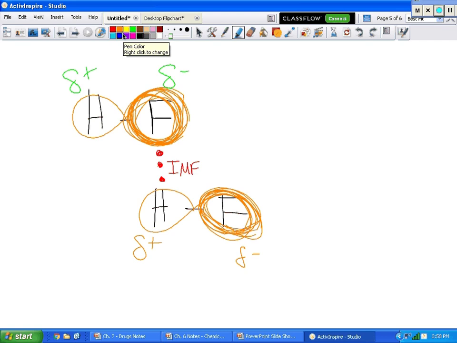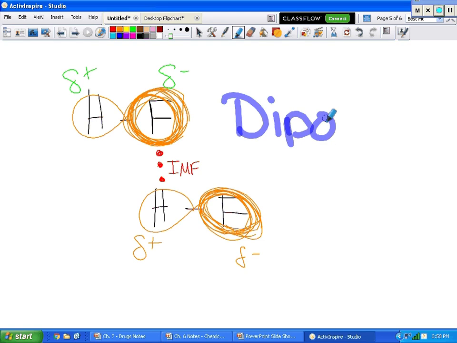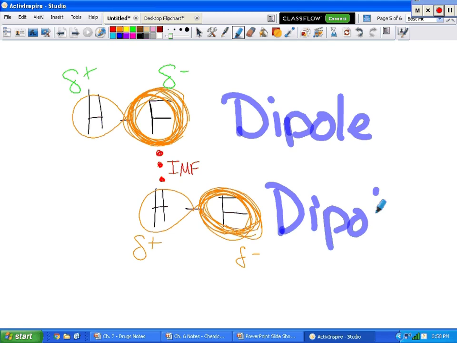Well, here's the next interesting thing. This H and this F, are they polar? Does it have two poles? What is it? A dipole. So if you've got two different dipoles, can you stick them together? Which intermolecular force would it be? Well, that's interesting. This is a dipole-dipole. Okay? So how do you know if it's a dipole-dipole? If it's two polar molecules. That's how you know.